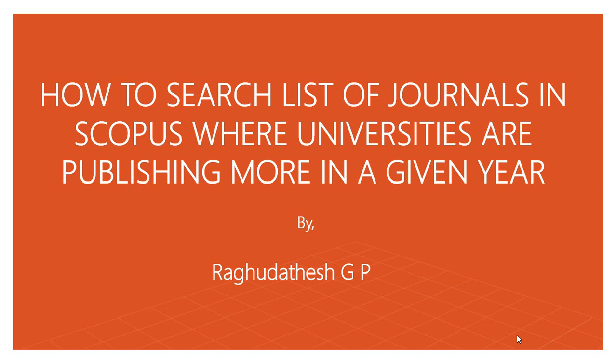In this video, we are going to see how to search the list of journals in Scopus where universities are publishing more in a given year. So let's get started.